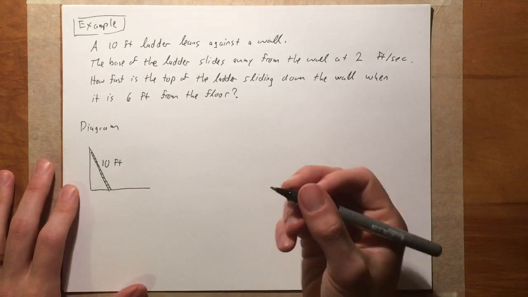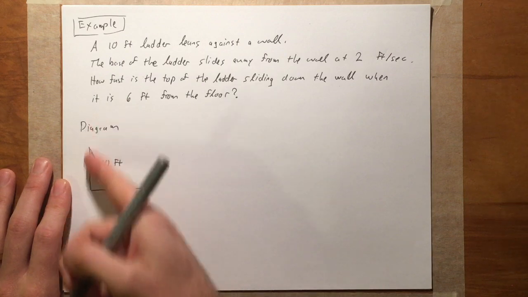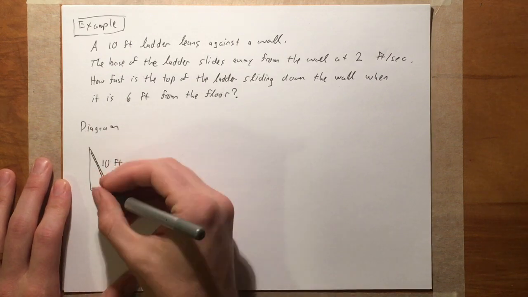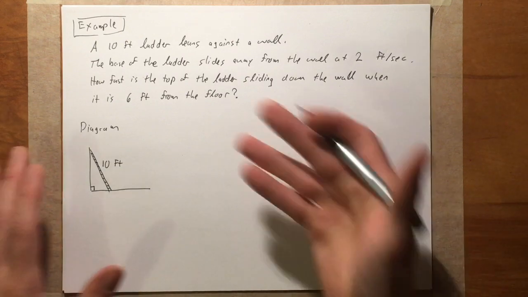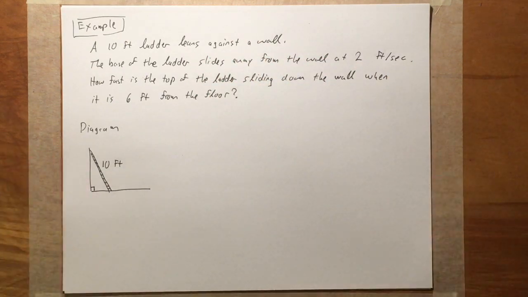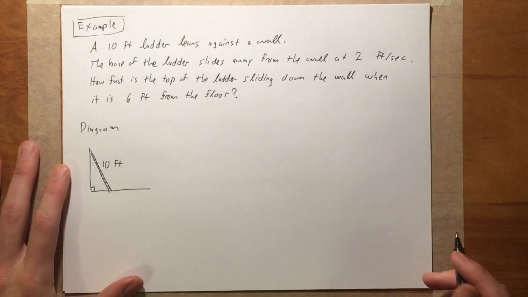Now, there's another constant in here that's easy to forget about, and that is that the wall and the floor form a right angle. So this right here is a 90-degree angle. That is not stated in the problem, but it's assumed. Walls are usually at 90-degree angles with the floor. Okay, so we're going to take that for granted.